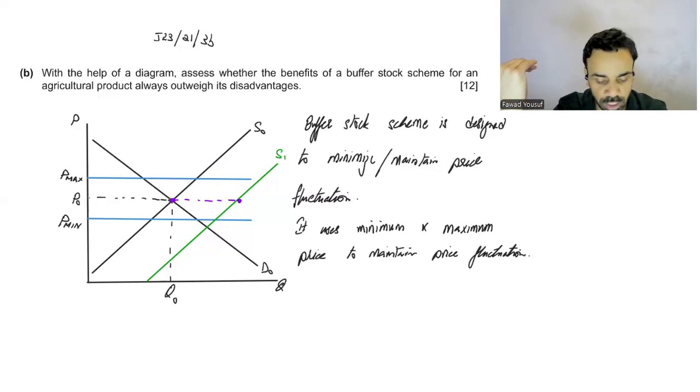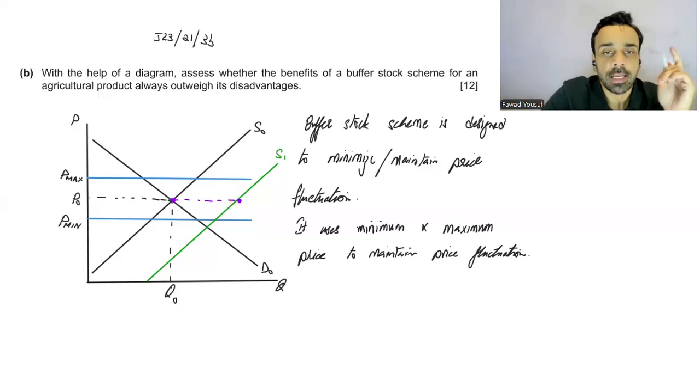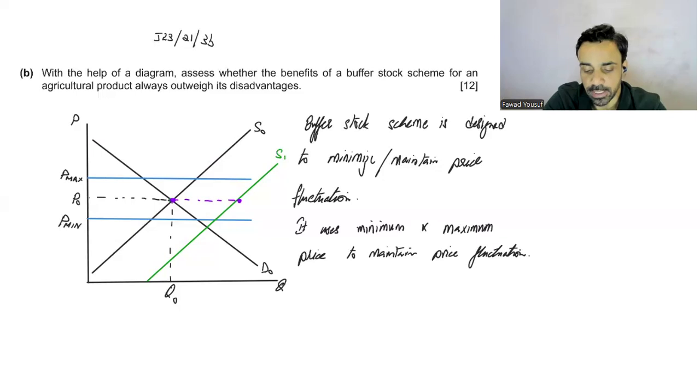ये जो मैंने पर्पल से मार्किंग की है, बिकॉज P0 के ऊपर क्वांटिटी डिमांडेड इज हियर, quantity supplied is out there, so the government needs to pick this entire quantity if they want the prices to go up. देखो, कहीं पर भी बफर स्टॉक में ये बात नहीं होती है that the government is fixing the price. The whole idea is to maintain price fluctuation. And this is the range of price fluctuation.